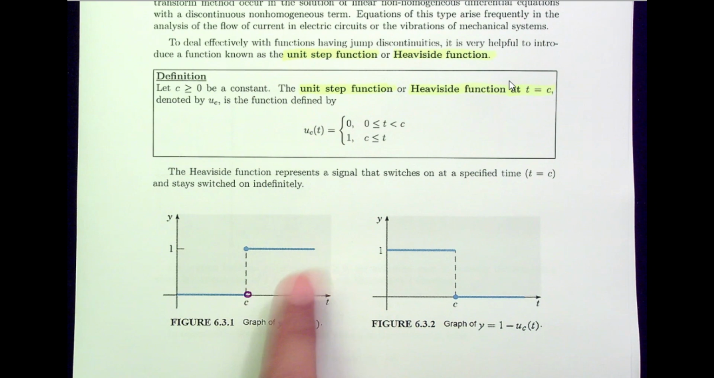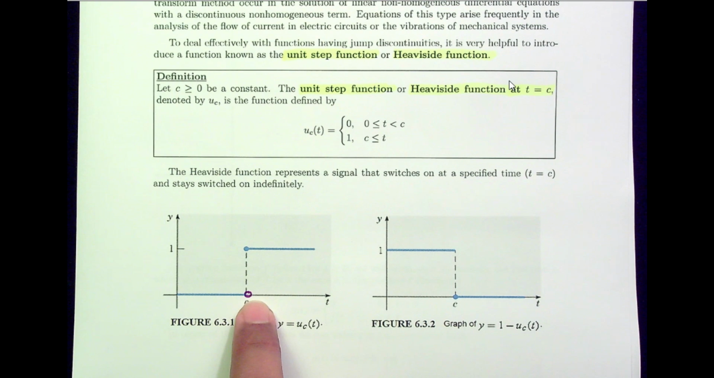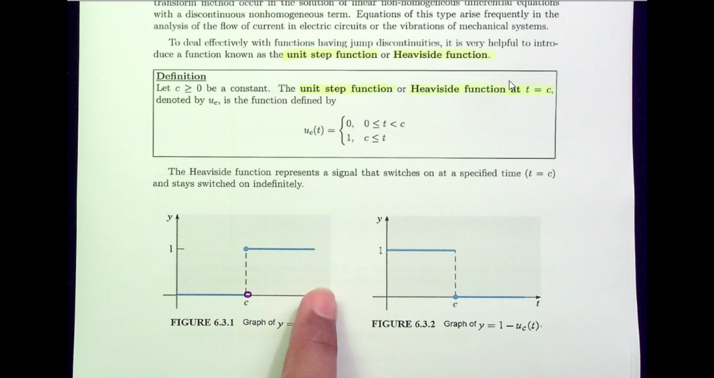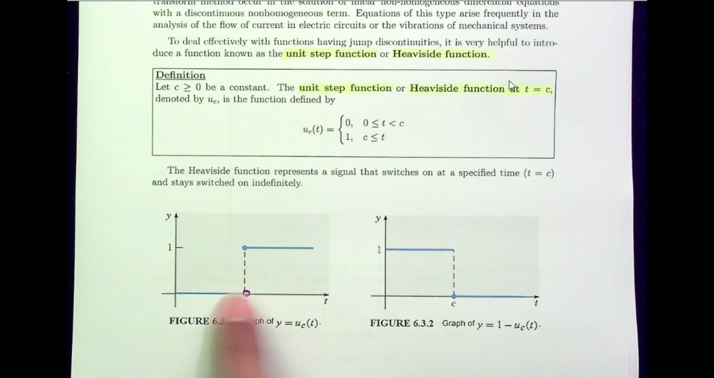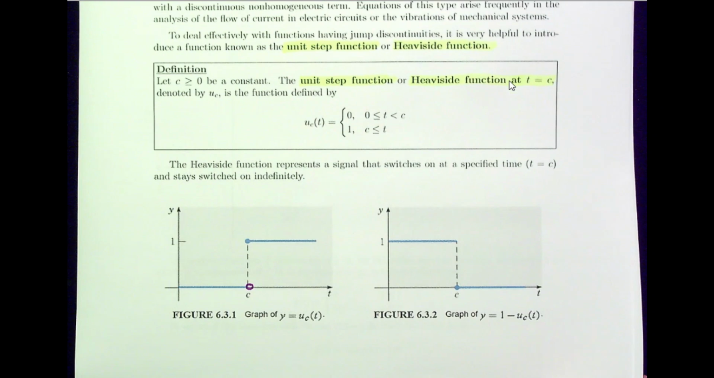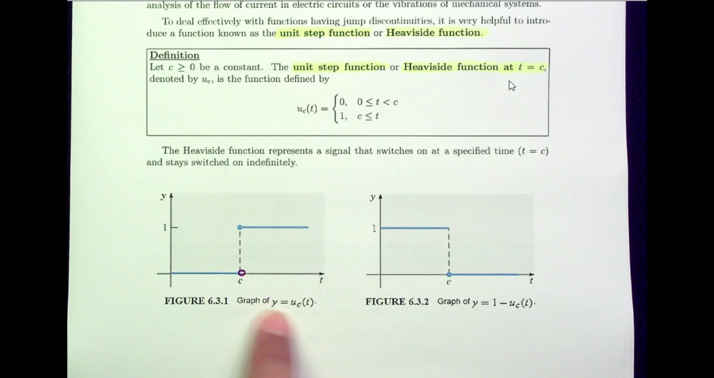So it's like you turn a switch right at c. At time equals c, the switch is on. So from that point onward, the value is 1. Before t equals c, the switch is off, so the value is 0. So that would be the graph of u_c of t. 0 and 1.